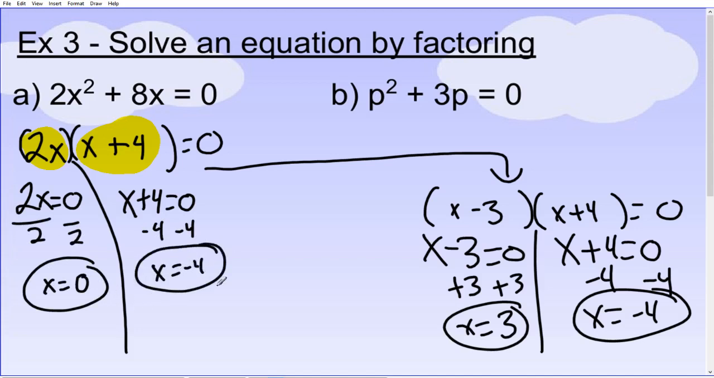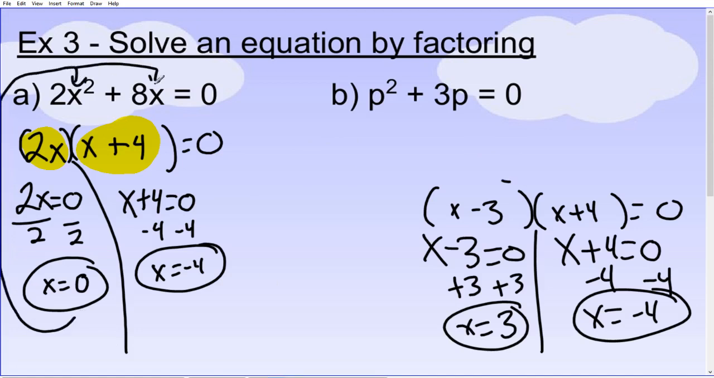I found my answer. My answer is either x equals 0, well, the points when x is 0 and when x is negative 4. Those are my solutions to this equation. That's the x values it would take to make the original equation true. If I would plug a 0 back in here for both these x's, 0 plus 0 equals 0. That's true. If I would plug a negative 4 back in for both of the x's, I would also get an equation that equals 0. Okay?